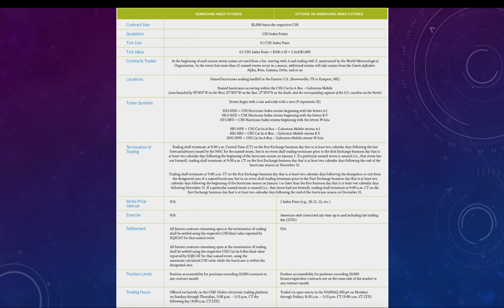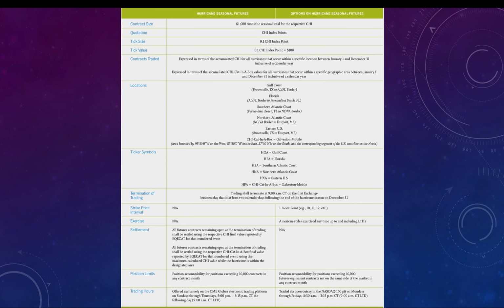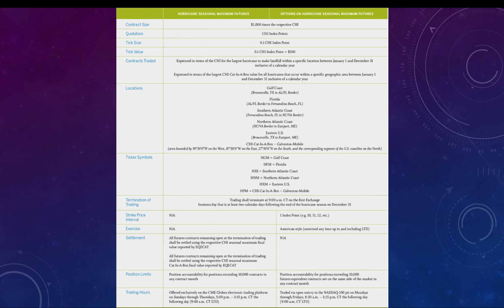Here are some examples of how you would find them listed on the CME. This one being the first type. This is the seasonal or the second type. And this is the maximum or the third type.